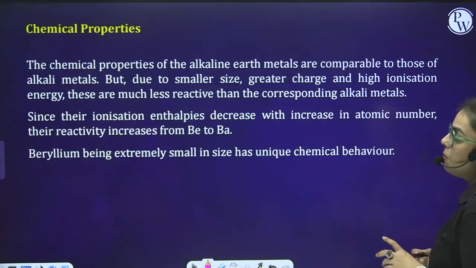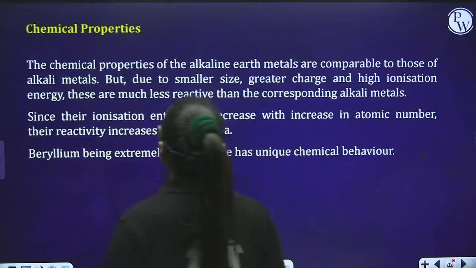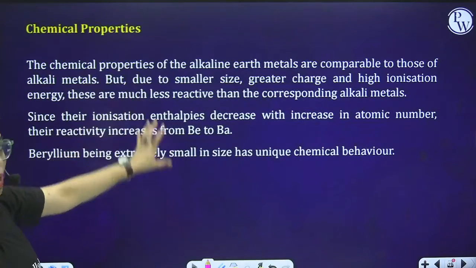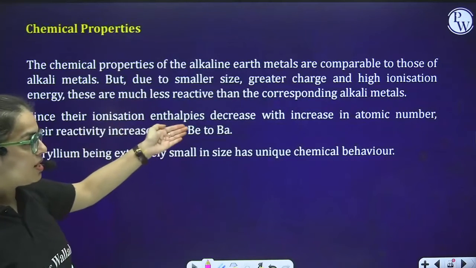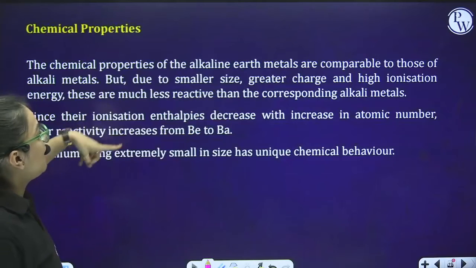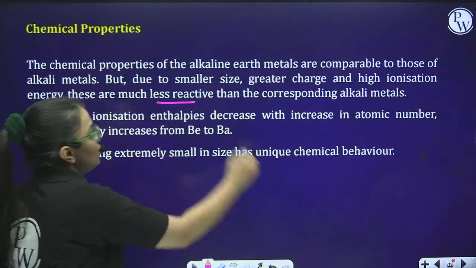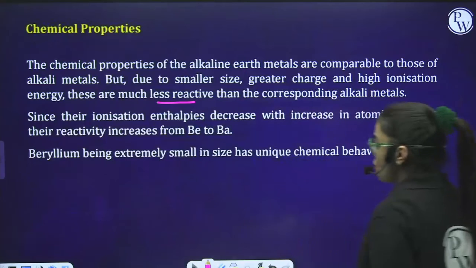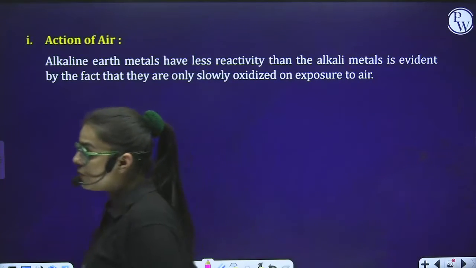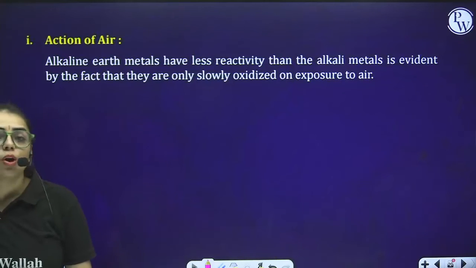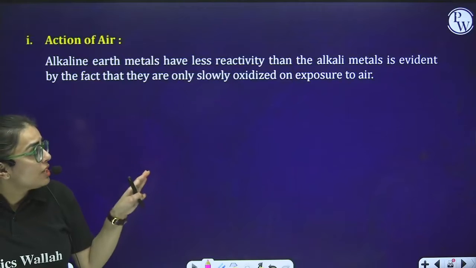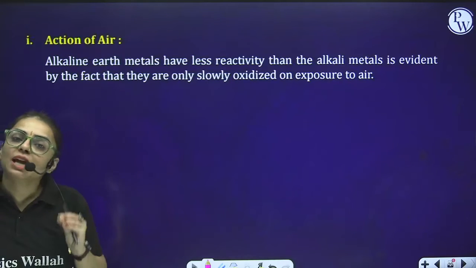Yes everyone. Coming to the chemical properties, the chemical properties of the alkaline earth metals are comparable to those of alkali metals. Now why? Because they have a smaller size, a greater charge, high ionization energy, and they are much less reactive than the alkali metals. Okay, so now let's talk about the chemical properties. We are going to start with the very first chemical property, that is going to be action in air. Right, everyone? If I'm talking about action in air, that means I'm going to react it with O2.